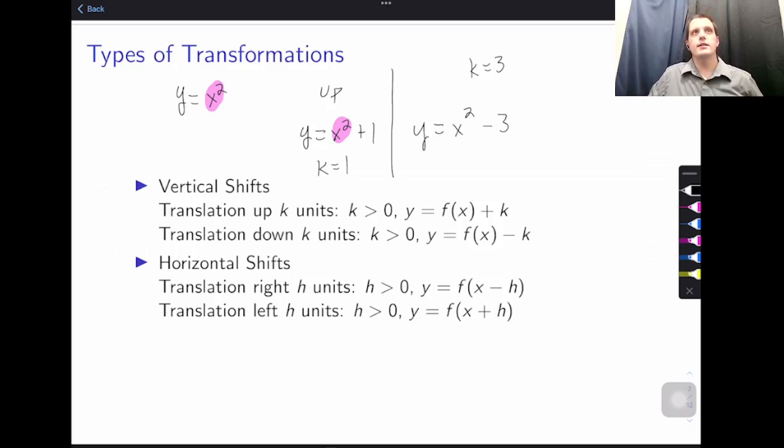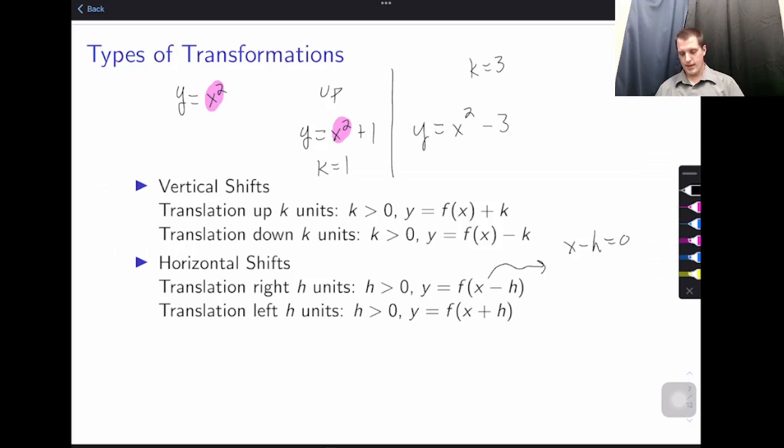Next one we have here is the translation h units to the right. So here is a little bit different. So what I'm going to do is something on the side. I'm going to take this one right here, and I'm going to say x minus h equals 0.